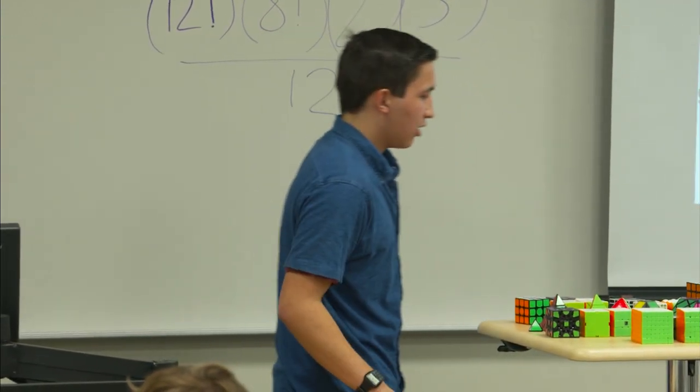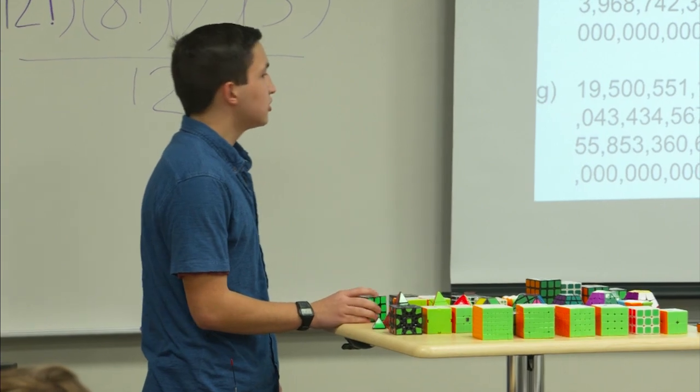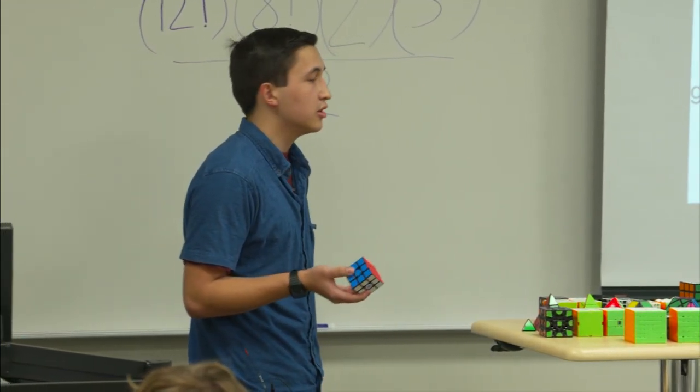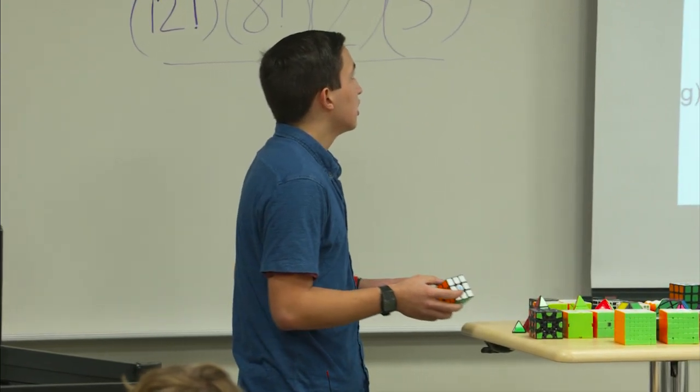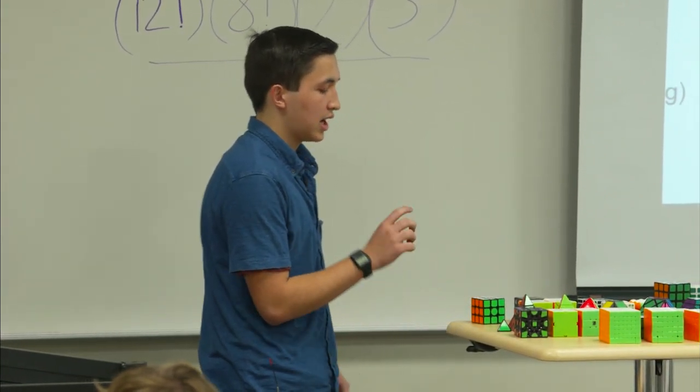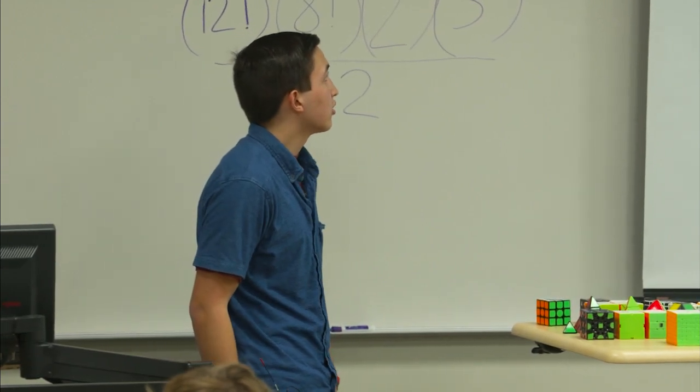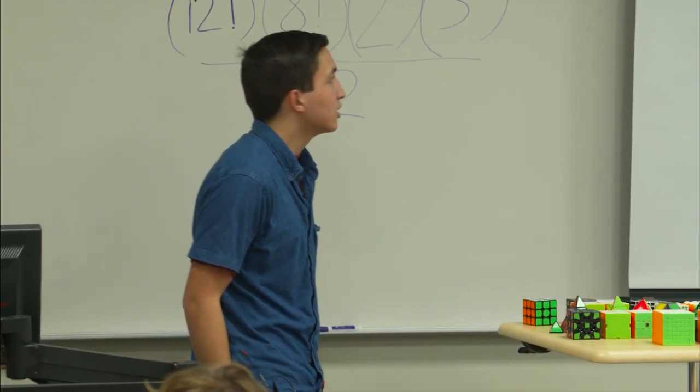Just to demonstrate how large these numbers are, if you took a 55 millimeter Rubik's Cube, for every permutation of a Rubik's Cube that there are, and lined them all up, you could go around the entire Earth about 60 billion times.